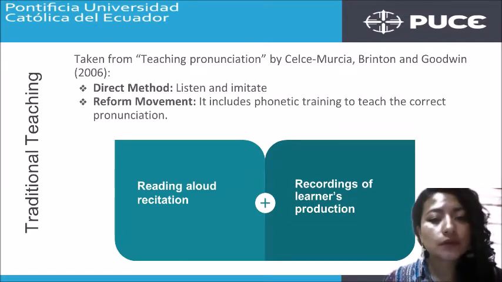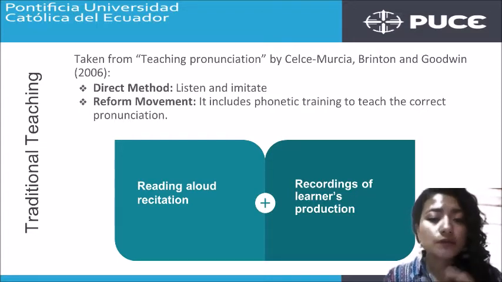We have used the direct method because in this activity, students will have to listen and imitate a short dialogue from the series Anne with an E. We also have taken into account the reform movement because this activity includes phonetic training to teach the correct pronunciation. With this, we are using, as I say, the reform movement because students will know the phonetic transcription of ed pronunciation. We also have some techniques that are reading aloud, recitation and recording of learners' production.